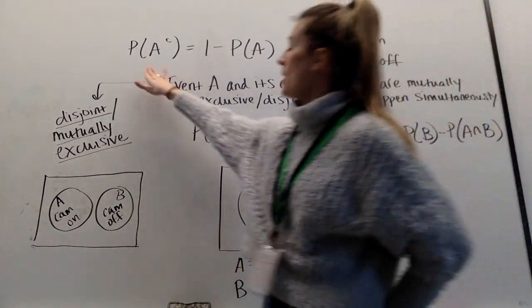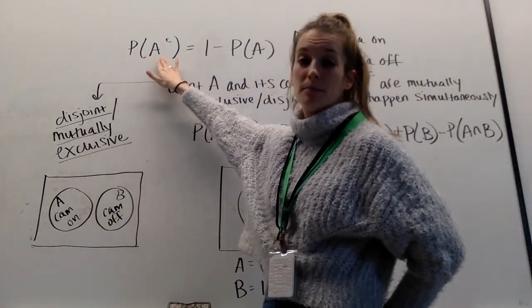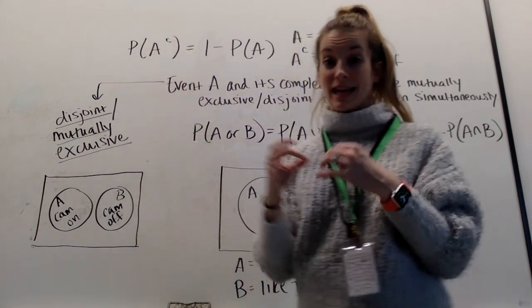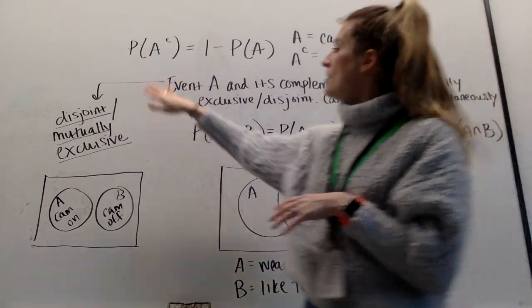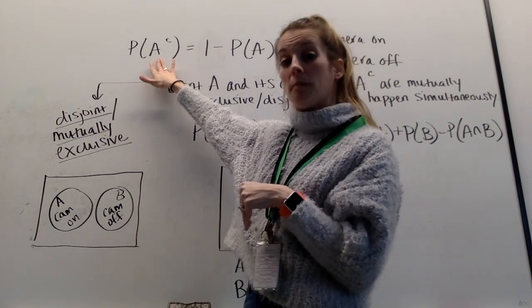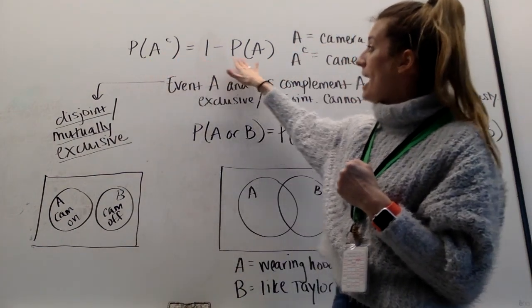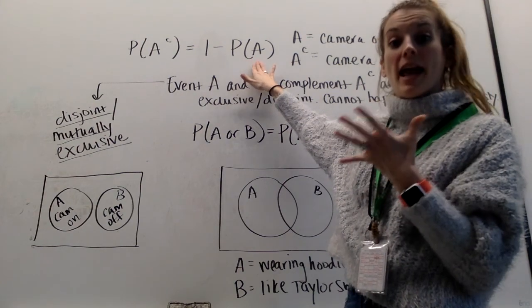And so we said that the probability of the complement of A, right, when you have the event A and the superscript C on it, that's the complement of A. If you want to find the probability of the complement of event A, mathematically, that's the same thing as 1 minus the probability of event A occurring.